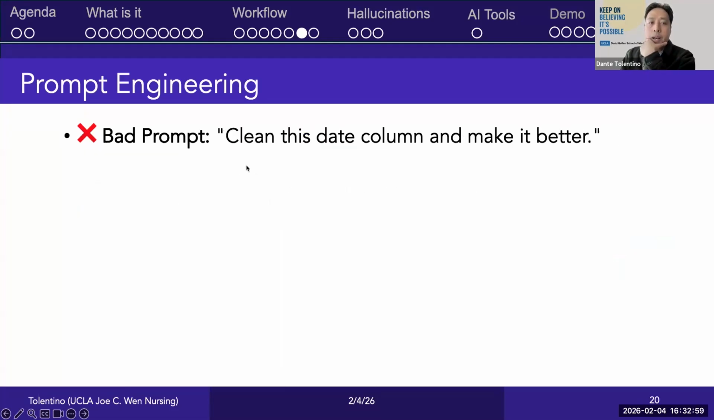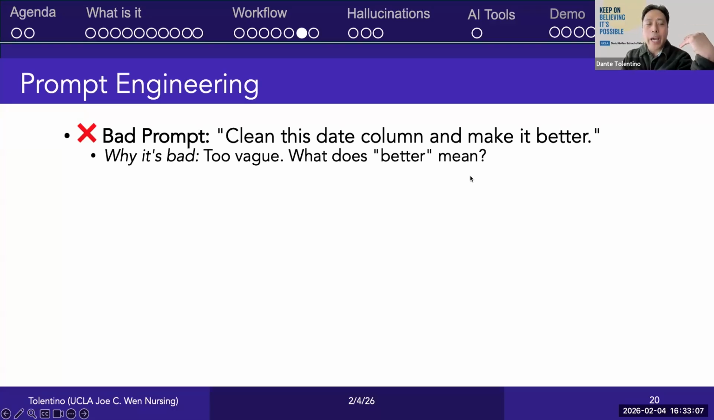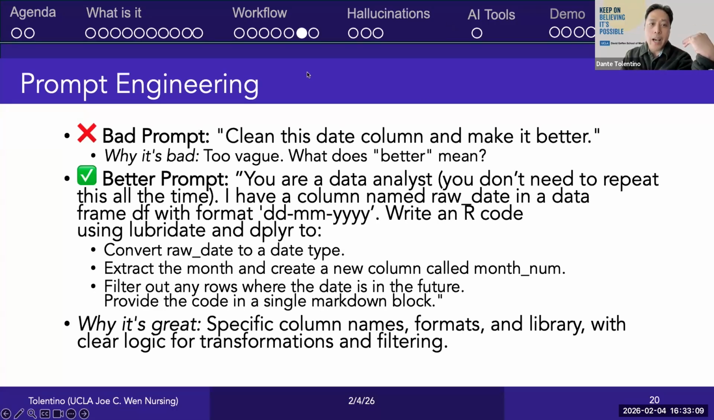Here's another example. A bad prompt is just: clean this date column and make it better. If I'm lazy, I probably do this, but a better way is this. You are a data analyst. Again, you're specifying a role, and then you're providing some context here. I have a column named raw_date in a data frame called df. With this format, write an R code using lubridate and dplyr, and then these are the outputs that I want: convert raw_date to a date type, extract the month, and create a new column called this output.